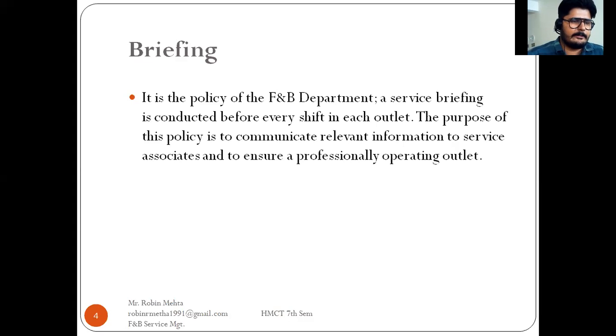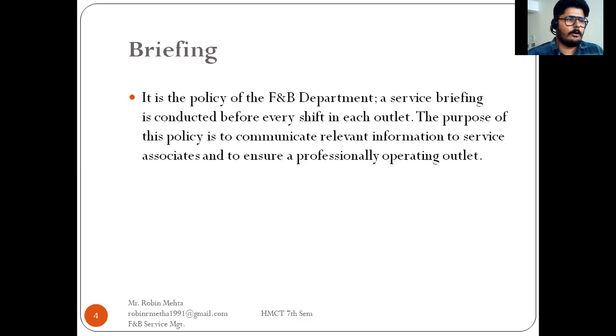So in the service industry, or the F&B industry, the main motive or purpose of briefing is the policy to communicate relevant information about the customer or associates, and ensure professionally operating outlets, like what we are providing to the guest in a few minutes, and what the guest is expecting from us. Okay, or what he or she will tell us before the event starts, like these services we need in our event.